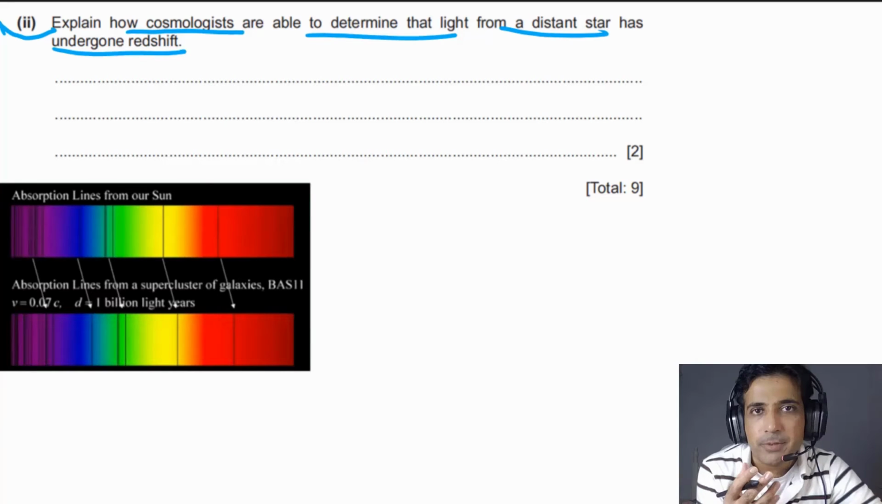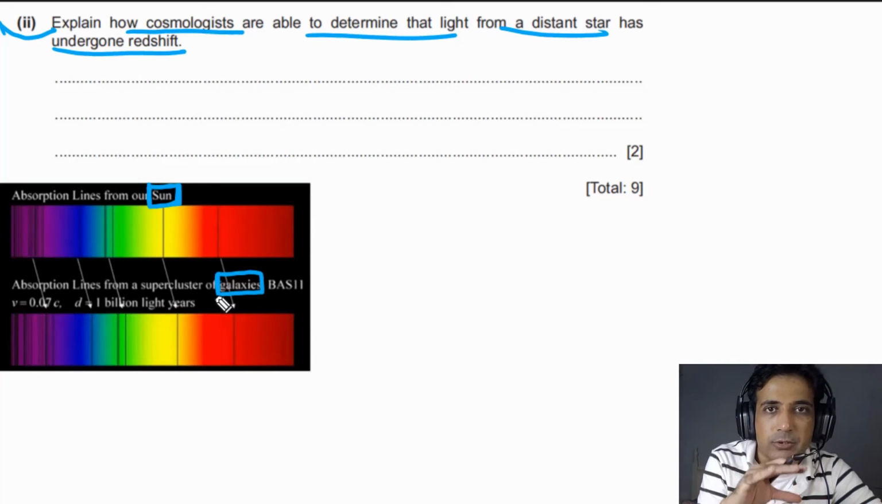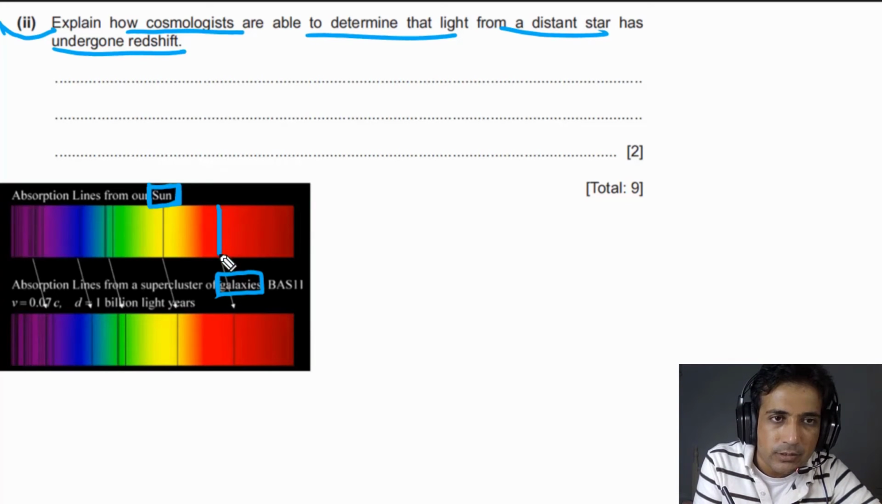Let's try to understand this with one simple example. In this figure, you can see we have two different spectra, one for the sun and another for a galaxy. If we compare these two, you can see this line in the spectrum of the sun, and the same line in the spectrum of the galaxy. But this line is shifted towards the red end of the spectrum. If you compare these two lines, they are also shifted towards the red end, and these two lines are also shifted towards the red end, and so on.